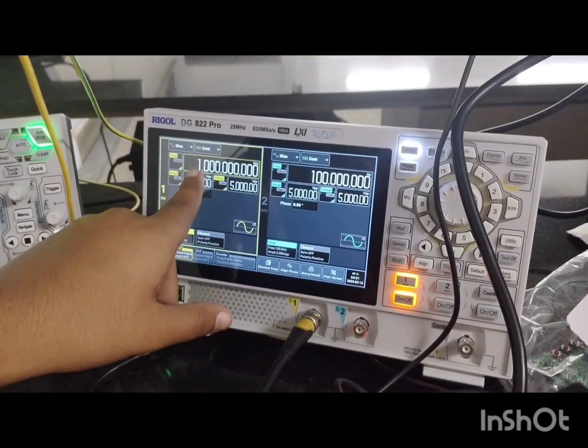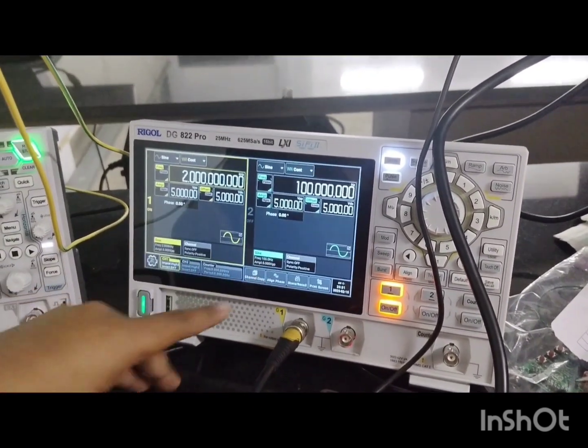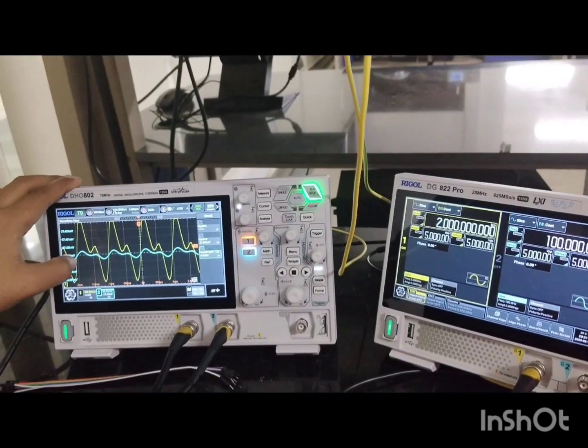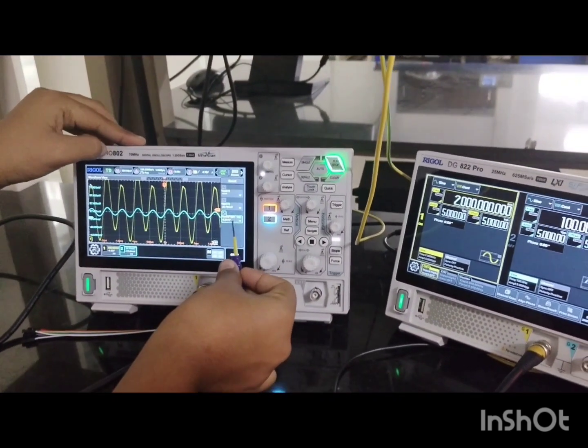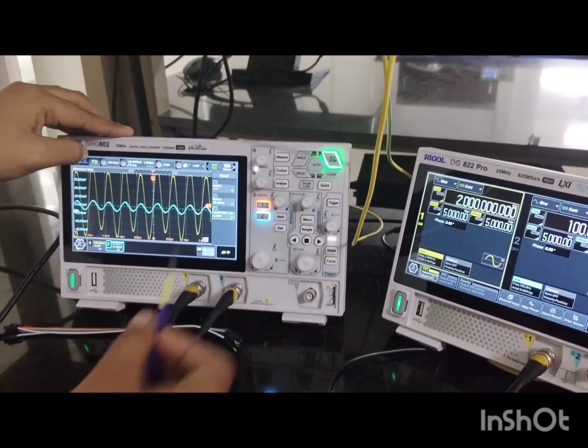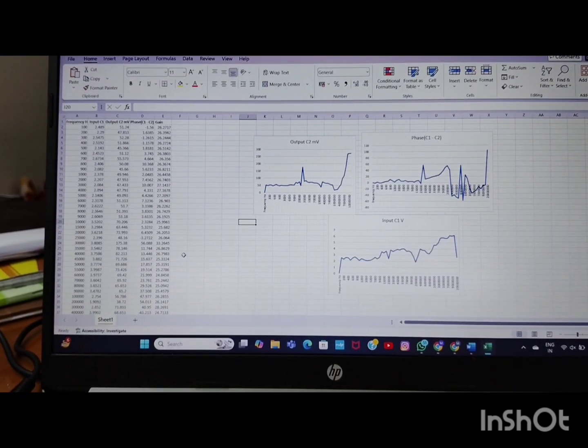Here the frequency is 1 kHz. If I change this to 2 kHz, you can see in the oscilloscope the peak to peak value of C1 and the peak to peak value of C2, and here you can see the phase difference. These are the readings for task 2.